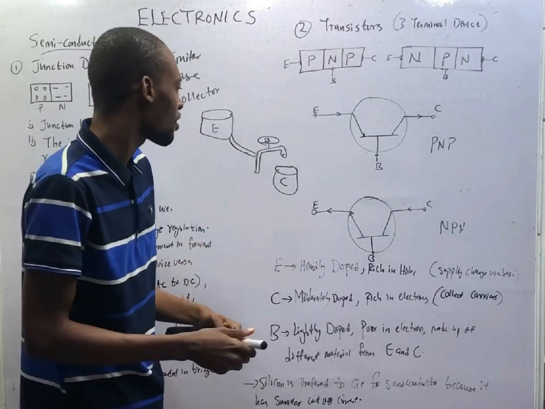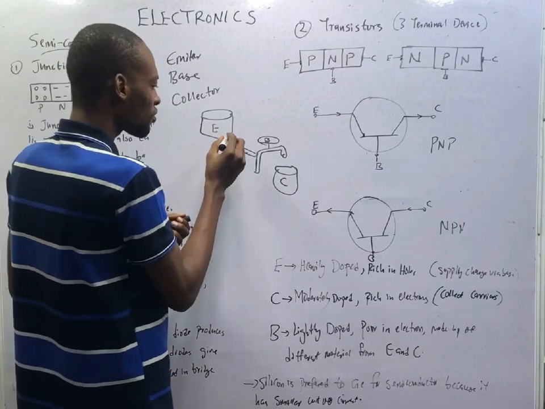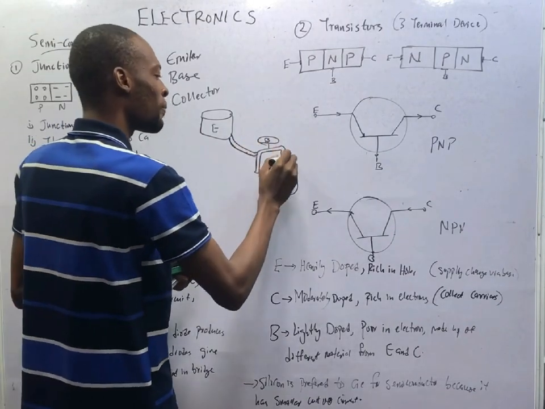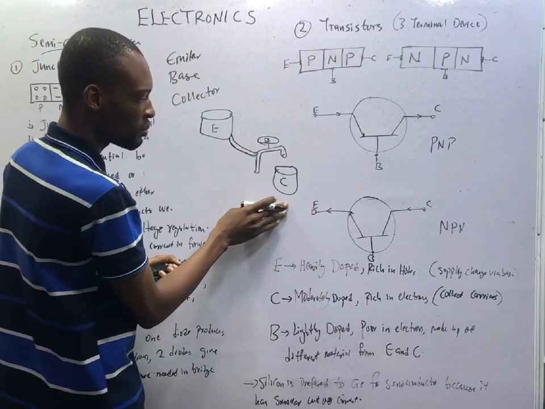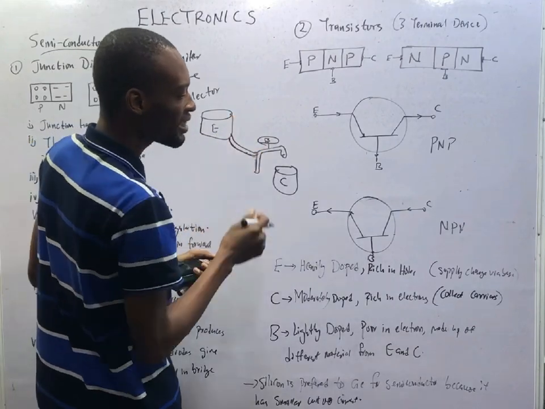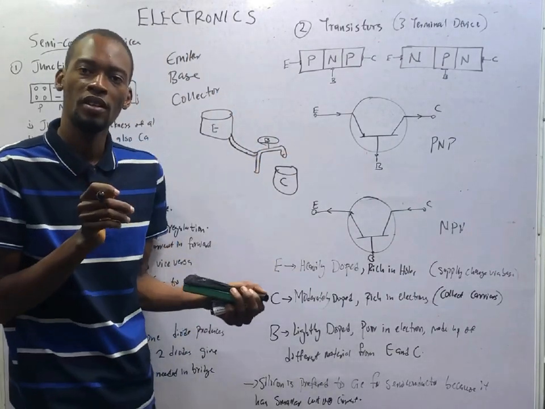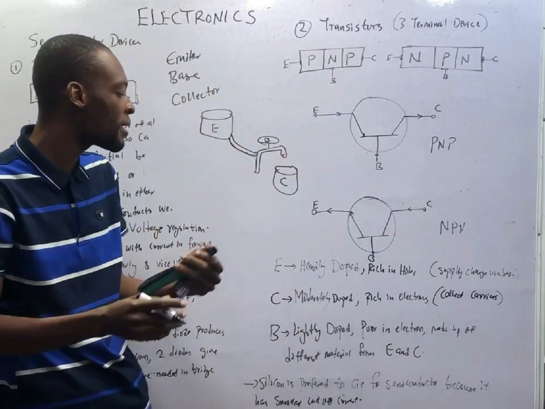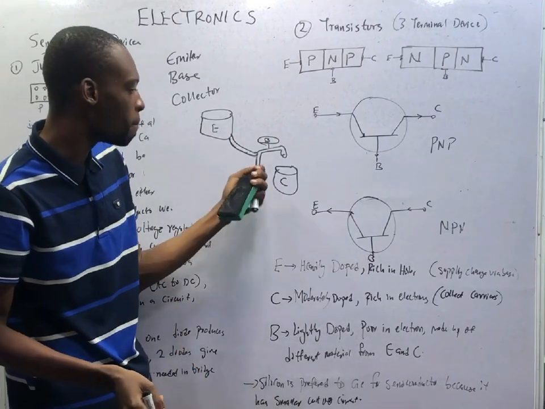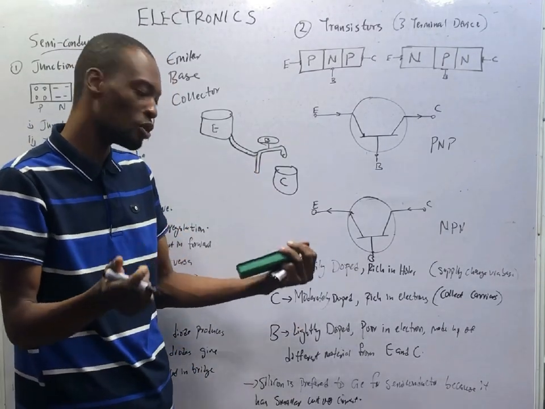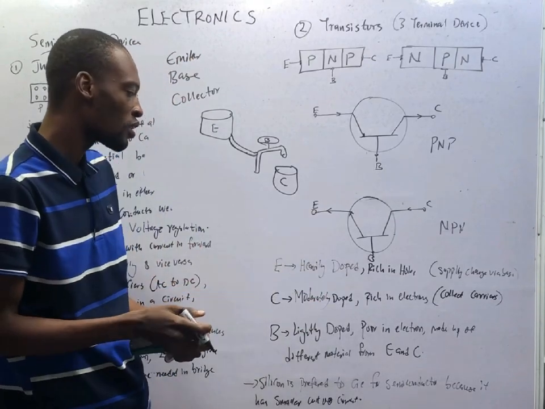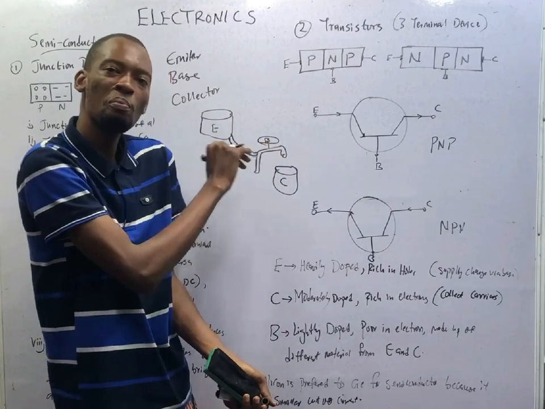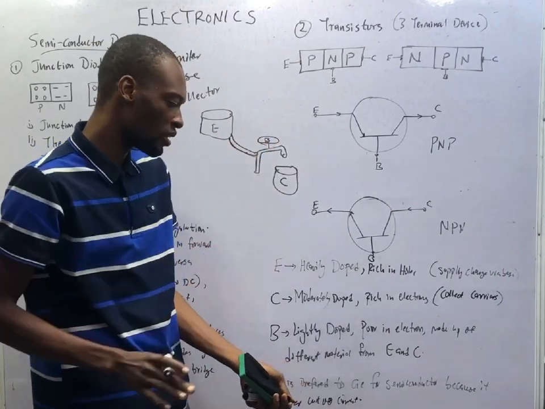And what does it do? What does the tank do? Tank supplies water to the tap. Then when you turn on the tap, it supplies the water to the bucket, which means emitter supplies charge via the base. So the tank supplies the water to the tap, and this tap here is the base. What does base do? Base is lightly doped, it is poor in electrons, so that when the charges are coming from the emitter to the base, they don't mix up or react. They are able to go straight to the collector.